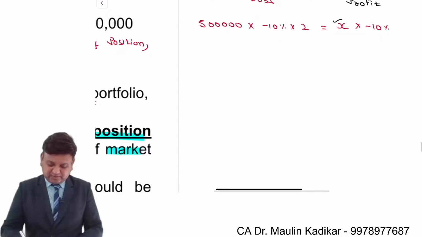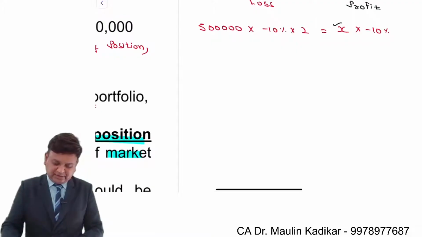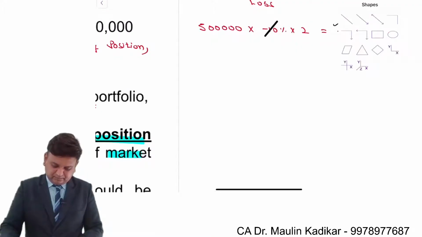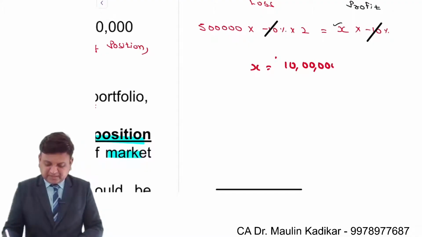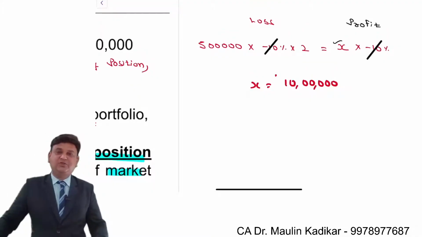So we understand that over here it is 5 lakhs into 20%, that comes to 1 lakh. Or we can cancel this 10% from both the sides. So the answer is that X is equal to 10 lakhs. This is the amount of the short position for which I should enter upon.